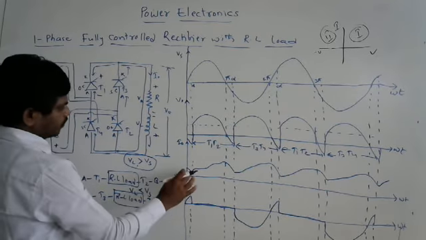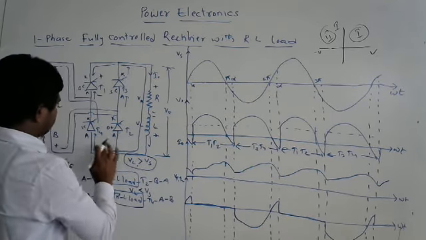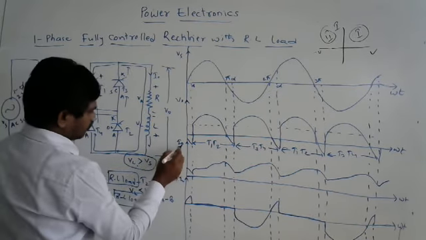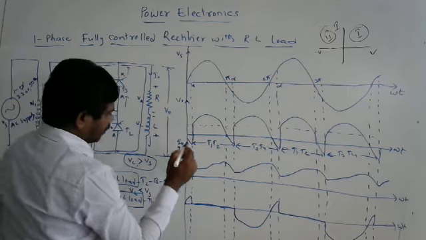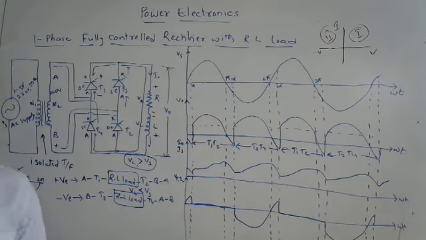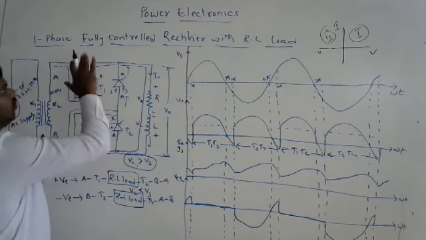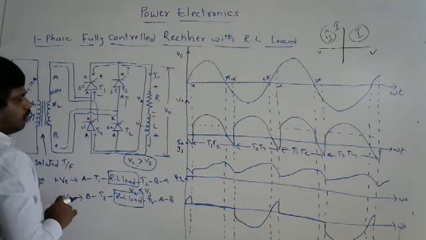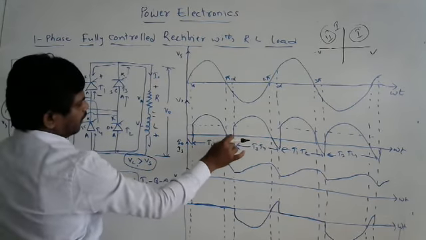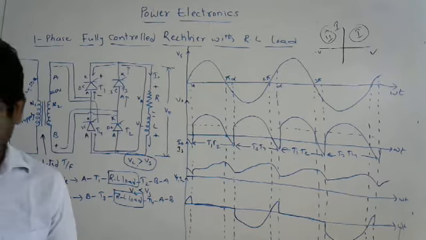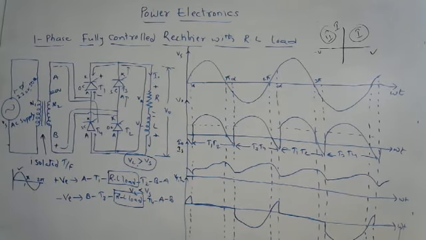Look at this. During this period, the current is flowing through the source side also. During this period also, current is flowing through the source side. We can say Io equals Is. This is for the fully controlled rectifier with RL load. So we have to eliminate the disadvantage of this circuit, that is, the negative voltage of the output should vanish, reduced totally to zero values.